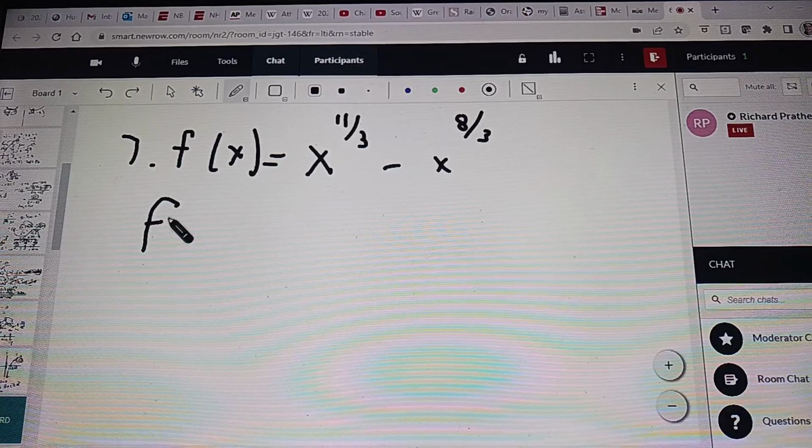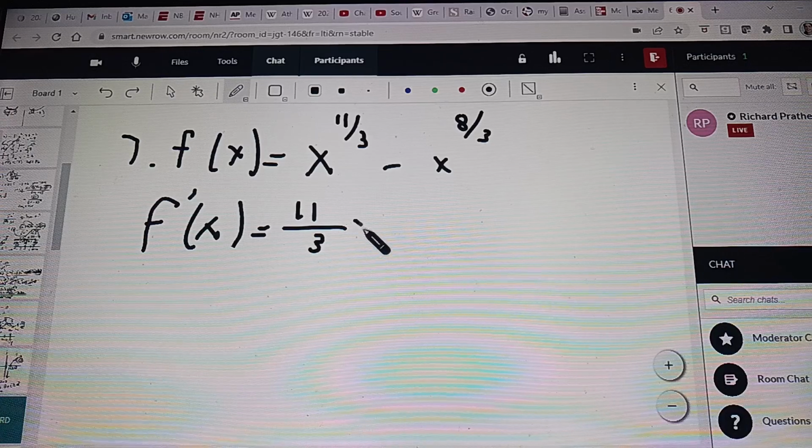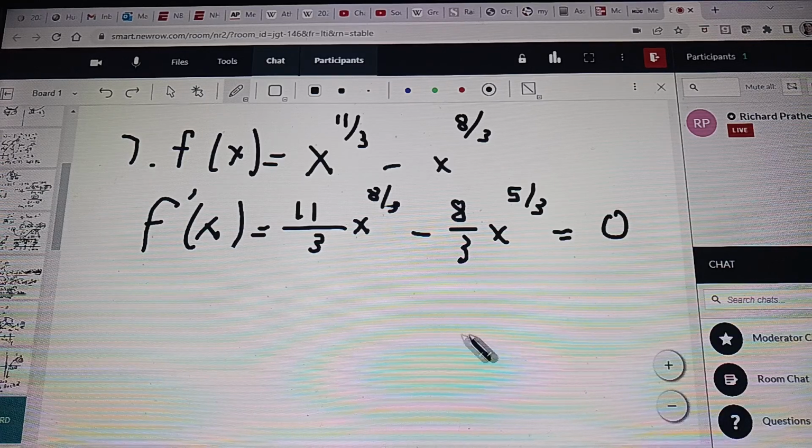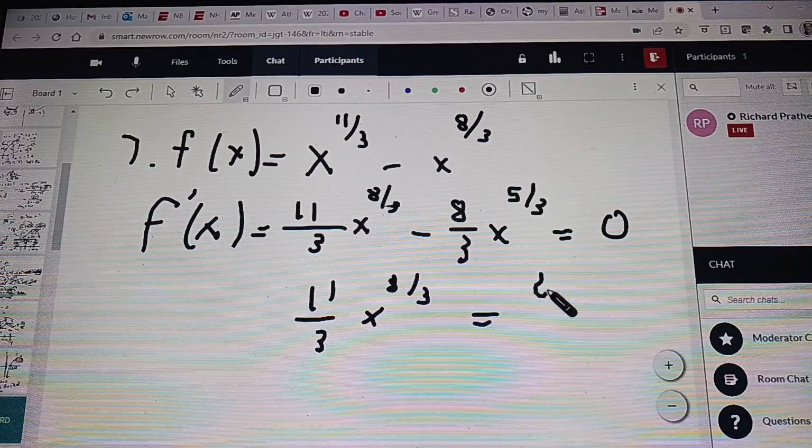So the derivative would be 11/3 x to the 11/3 minus 3/3, which is 8/3, and then minus 8/3 x to the 8/3 minus 1, which is 5/3. Okay, so if we set that, it's definitely never undefined. Cube roots are never undefined. Set this to 0. I could add the negative part over to the other side of the equation.